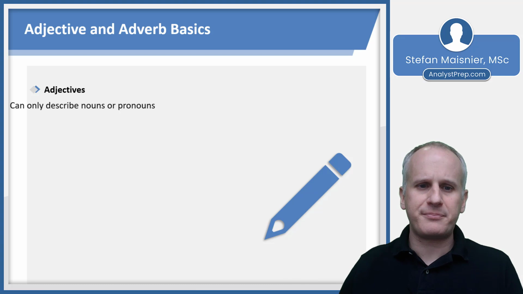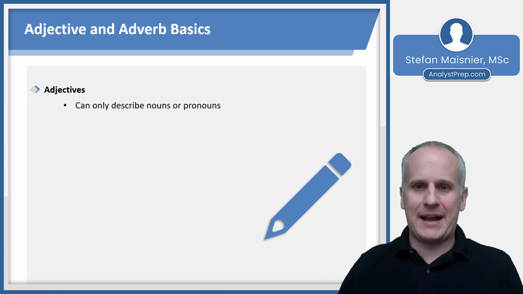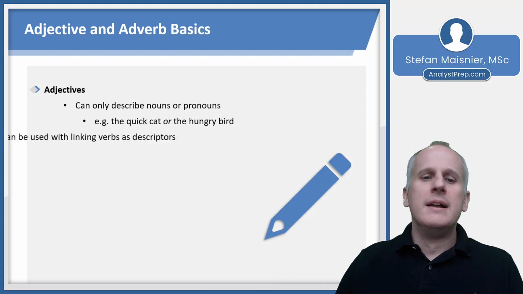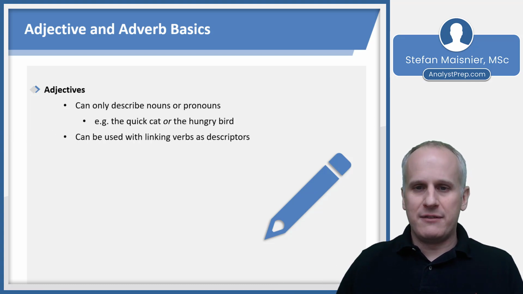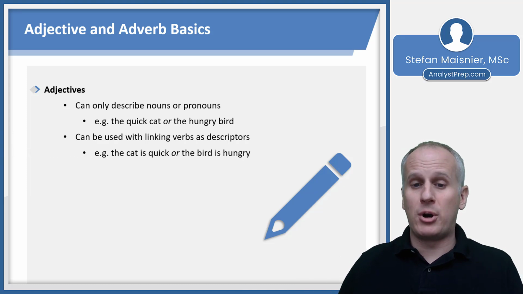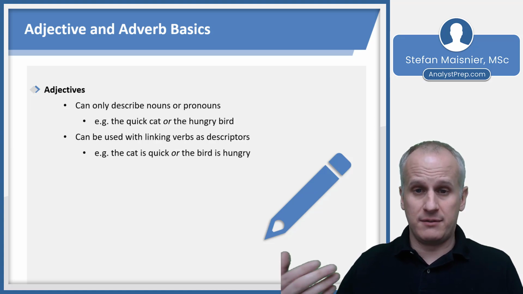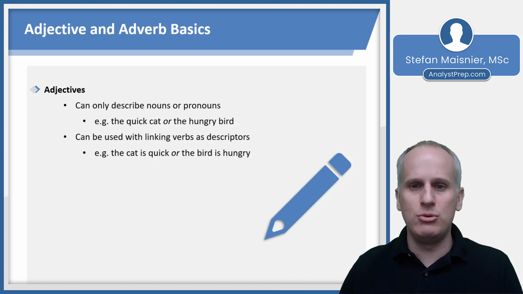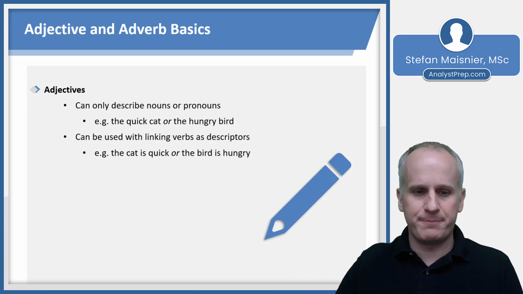and adverbs. So adjectives can only describe nouns or pronouns. That's it. So we could have something such as the quick cat or the hungry bird, because both quick and hungry are adjectives, and cat and bird are obviously nouns, persons, places, or things. You can also use adjectives with linking verbs to create descriptors. So you could say something such as the cat is quick or the bird is hungry. So you'd say the cat is the thing of quick, quick still being an adjective, but now it's turned into the thing that the cat is, or the hungry is the thing that the bird is, and that too is a completely acceptable convention of English.